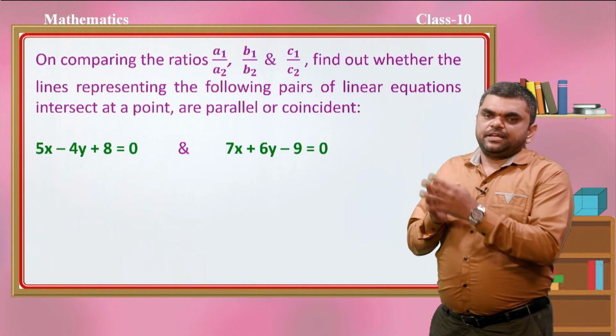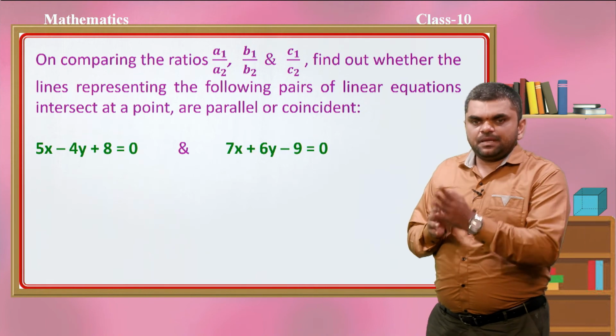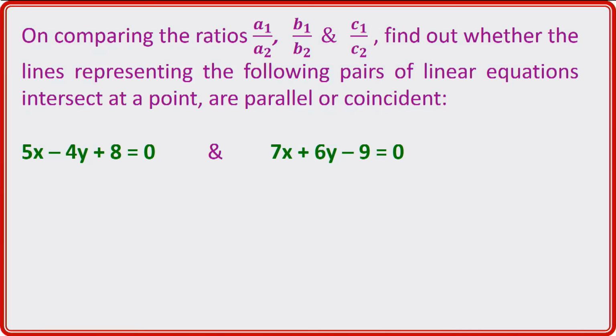On comparing the ratios A1 by A2, B1 by B2 and C1 by C2, find out whether the following pairs of linear equations will intersect at a point, or are parallel, or coincide. We have to find this only by taking the ratios of the coefficients of both equations, which means A1, A2, B1, B2 and C1, C2.